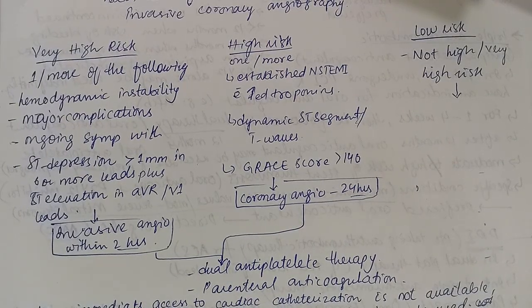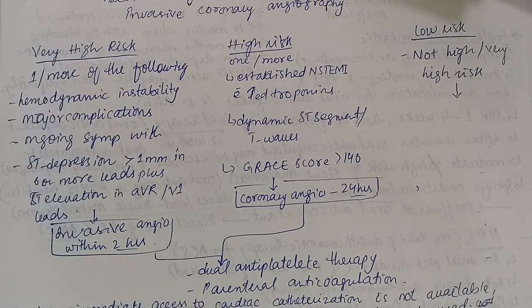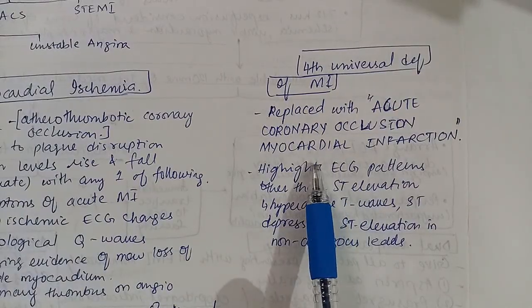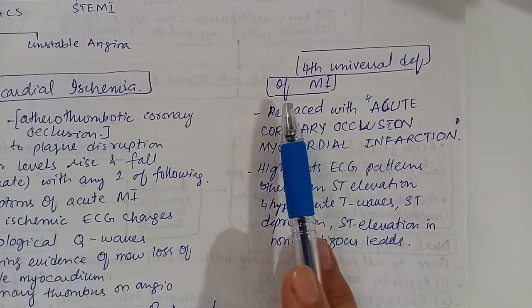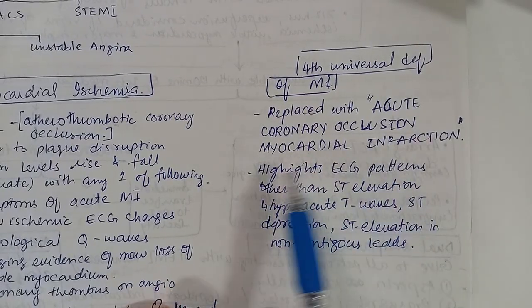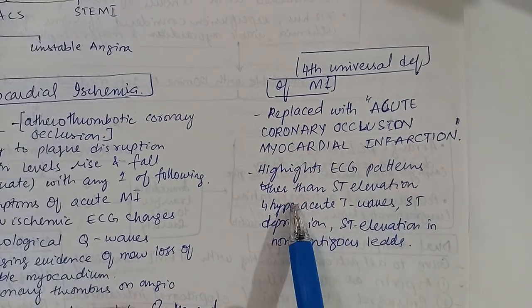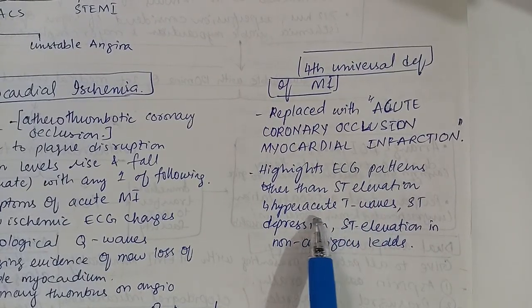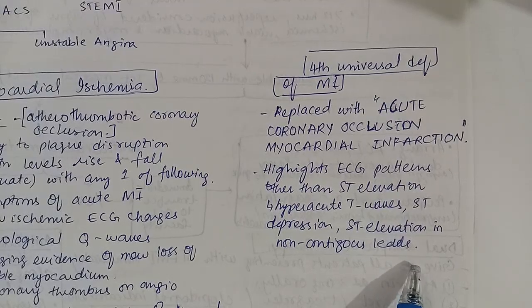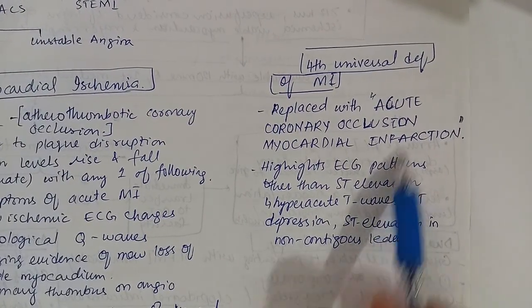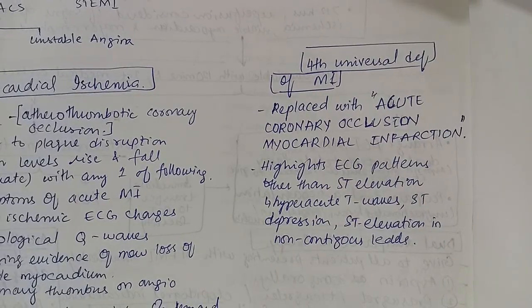There is also one thing I have to mention. There is a fourth universal definition of MI that is written in the ESC guidelines, where MI is actually replaced with acute coronary occlusion myocardial infarction, and it highlights ECG patterns other than ST elevation. These can be hyperacute T waves, ST depression, and ST elevation in non-contiguous leads. So this is the fourth universal definition of MI.